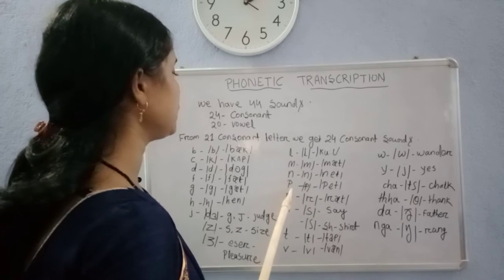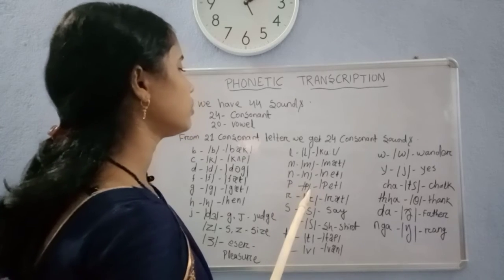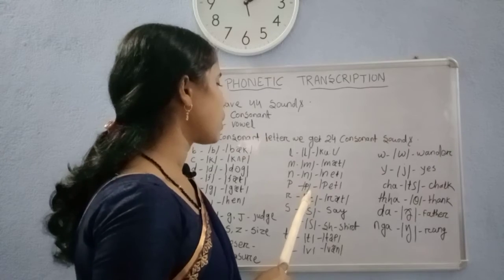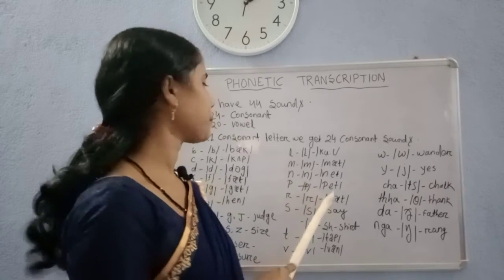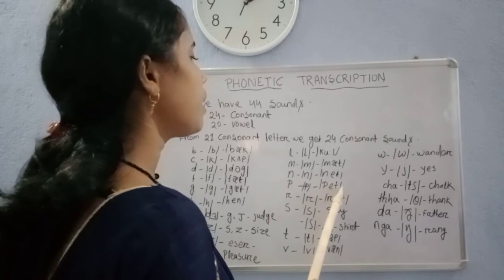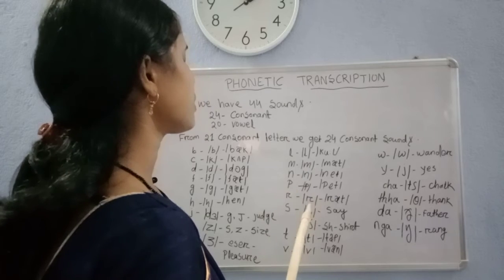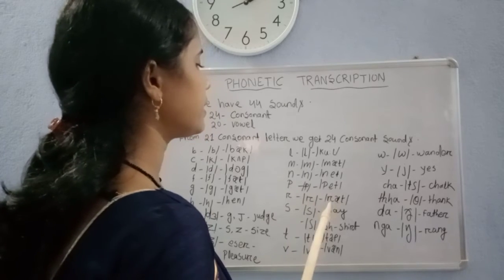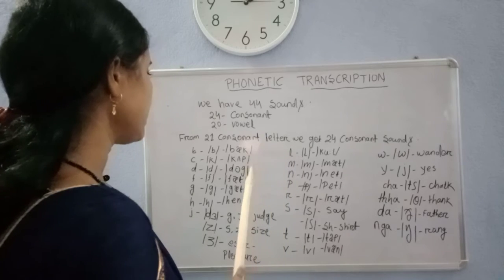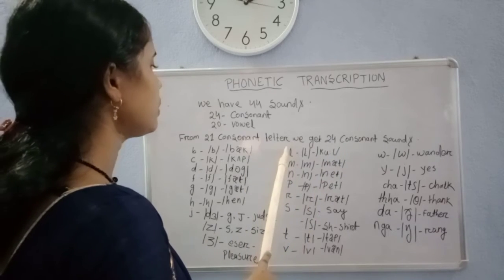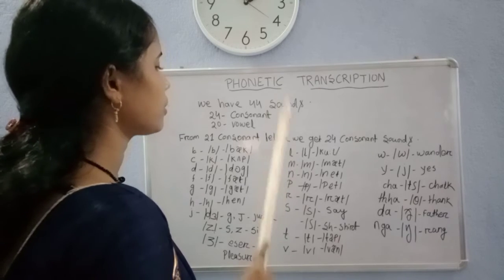The next letter is P. The letter is P, but the sound is the puh sound. Don't say the sound is the P sound. The sound is the puh sound, as in the word pet. Then the letter is R and the sound is the r sound, as in rat. So like this, it is easy to remember these sounds.